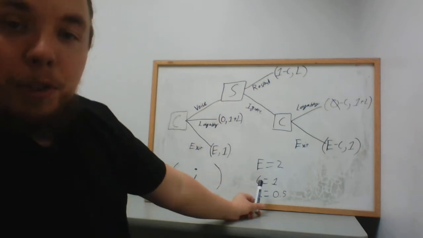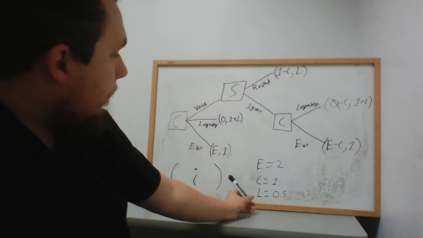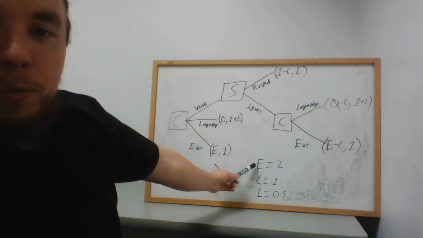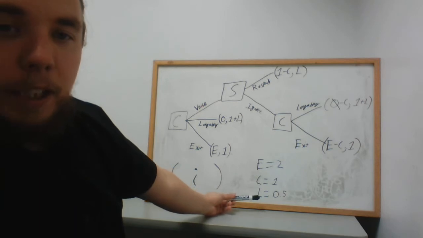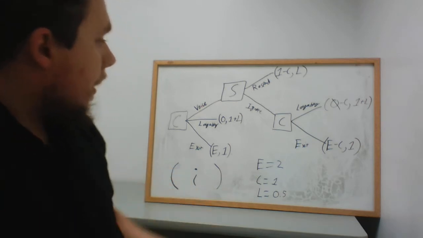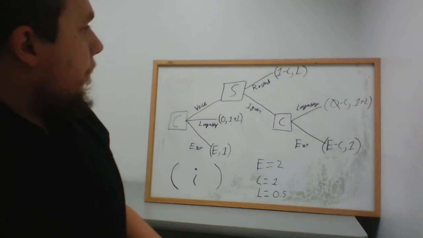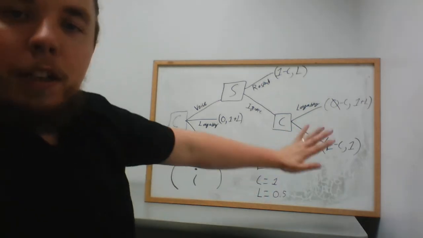And then we have a set of assumptions here. And here we're saying E equals 2. Here we're saying C equals 1. And here we're saying L equals 0.5. So equipped with our assumptions, we can use our process of backwards induction to solve this game.